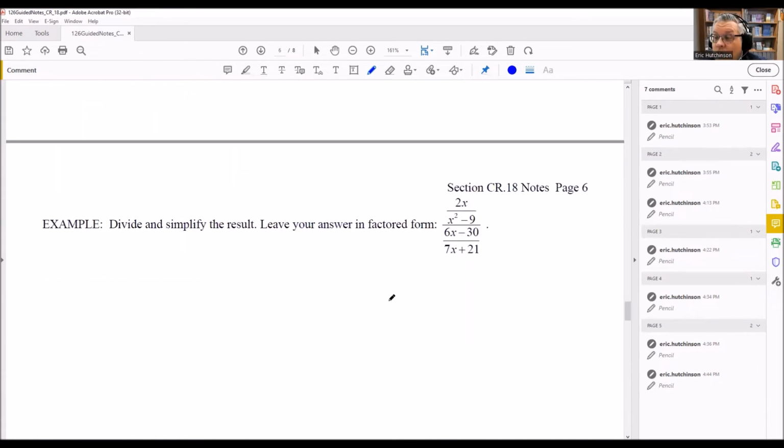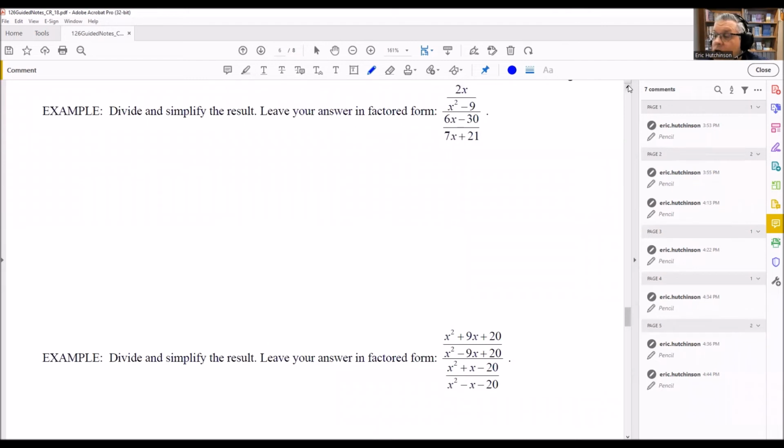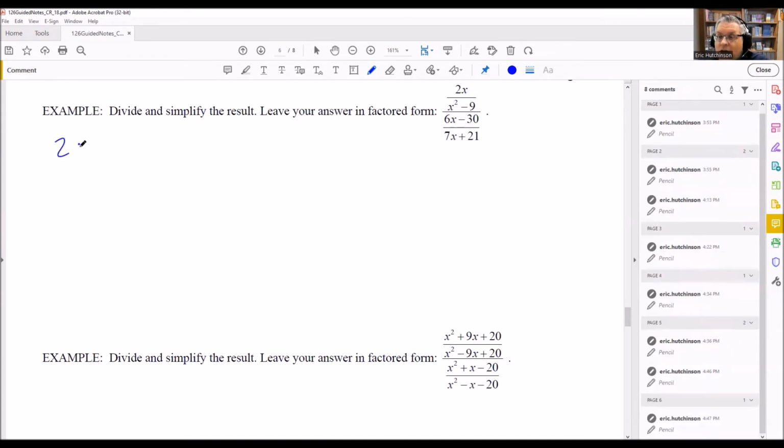Let's do one more of these. Okay, so one more of these. We have the top fraction is 2x over x squared minus 9. We're going to multiply this by the reciprocal. 7x plus 21 goes on top. 6x minus 30 goes in the bottom. So we just flip these.